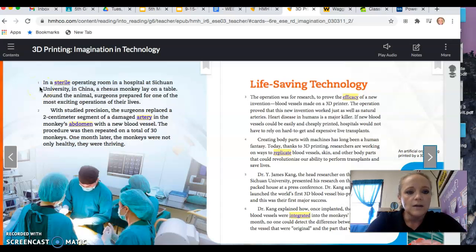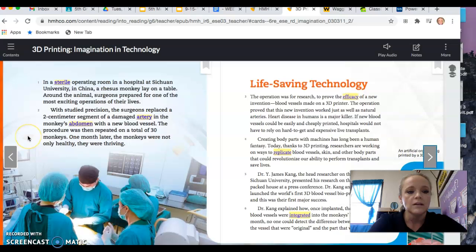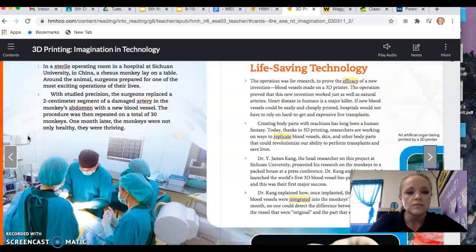In a sterile operating room in a hospital at Sichuan University in China, a rhesus monkey lay on a table. Around the animal, surgeons prepared for one of the most exciting operations of their lives. With studied precision, the surgeons replaced a 2-centimeter segment of a damaged artery in the monkey's abdomen with a new blood vessel. The procedure was then repeated on a total of 30 monkeys. 1 month later, the monkeys were not only healthy, they were thriving.